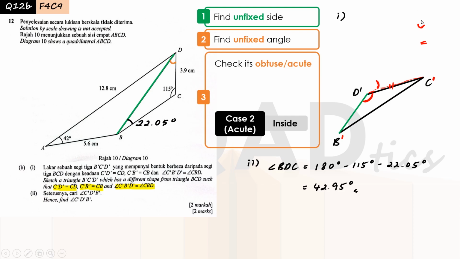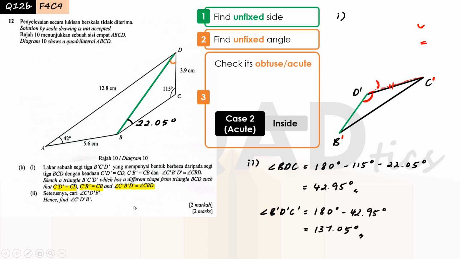And since we know that the angle of this angle already, and this angle is the same, then to find this one, B prime, D prime, C prime, we just 180 minus the angle here, which is 42.95, okay, to find out our answer.